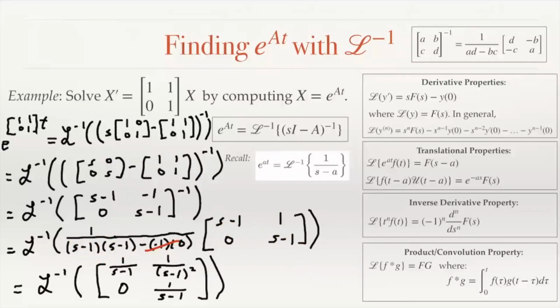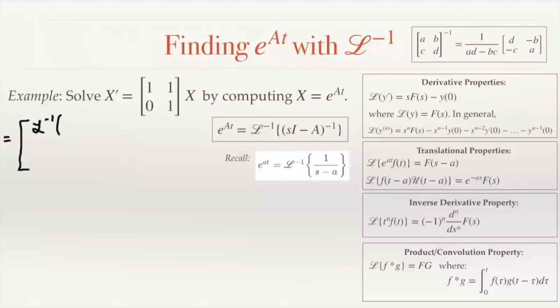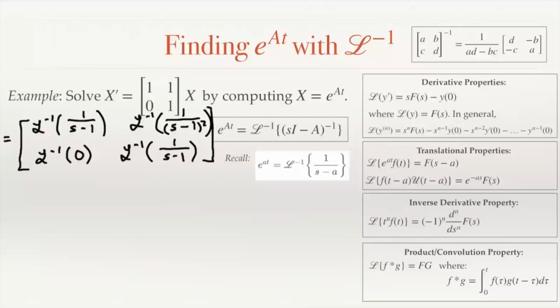So the matrix exponential will be the inverse Laplace of this. And the inverse Laplace of the matrix means the matrix of the inverse Laplaces. So we want to find the inverse Laplace of each of these. In other words, we can distribute the inverse Laplace inside each component. And now we need to brush up on our inverse Laplaces. So inverse Laplace of 1 over s minus 1, that was one of our basic ones, and that's going to be e to the 1t. Inverse Laplace of 0 is 0.